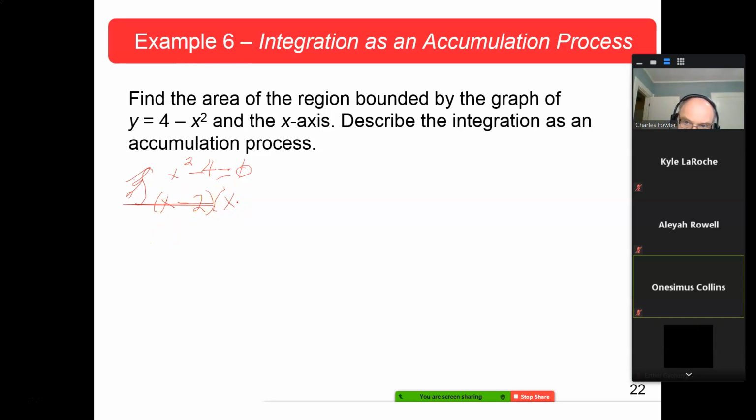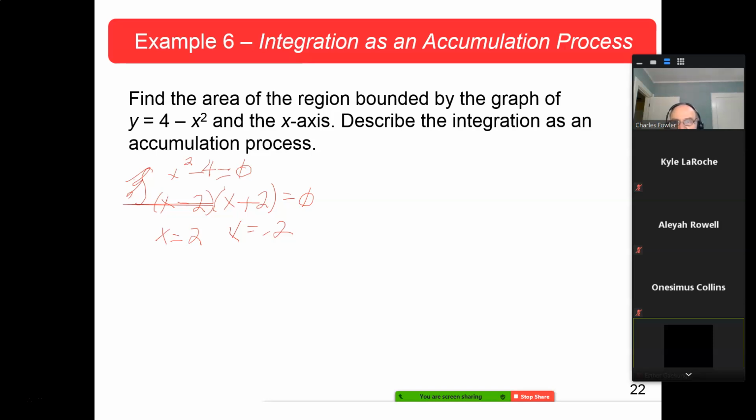It's x minus 2 times x plus 2. That's how you factor the difference of two perfect squares. And that's equal to 0. What will this give you when you set that equal to 0? Anybody? And the other? So those are our limits. We're going from -2 to 2.